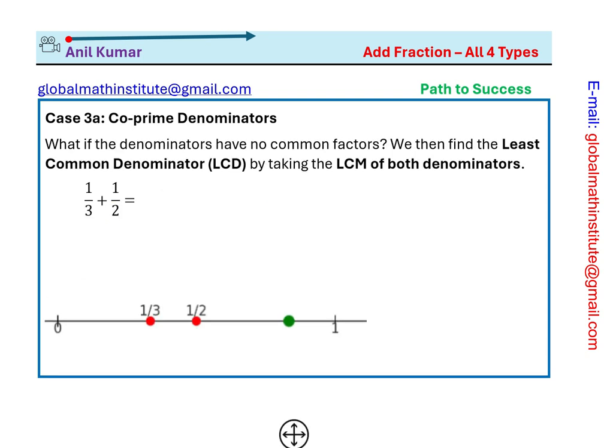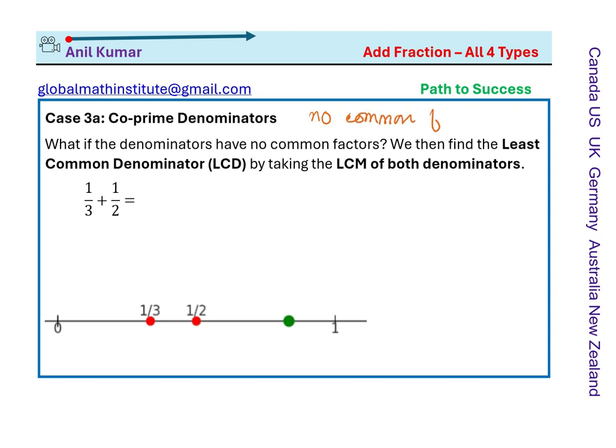Now, here is case 3, slightly more complicated. Here we are taking co-prime denominators. Now, what are co-prime numbers? Like 3 and 2, nothing is common between them. Co-prime means no common factor, not necessarily prime numbers in the denominator. You get the whole idea, right?